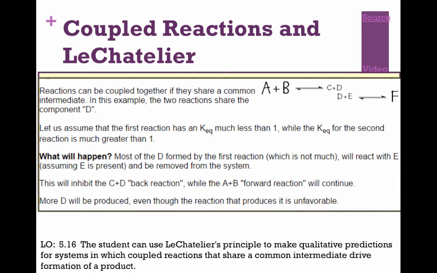Okay, here we go. So reactions can be coupled together. Typically, it's when they share an intermediate. So A plus B is at equilibrium with C plus D. This A plus B, we're going to assume it's not spontaneous. It doesn't want to go on its own. But some of it will. You always have a little bit that'll go.